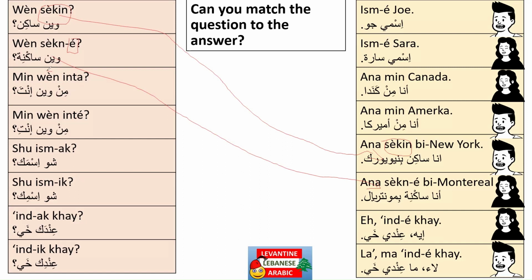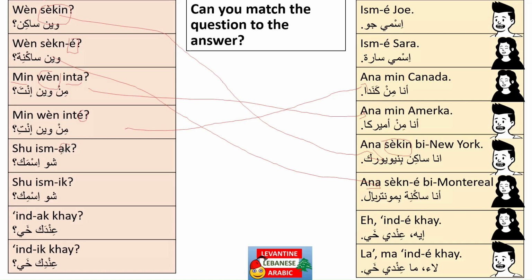من وين, from where. Min means from, as we mentioned. Min وين. Inta is you, and that's you in the masculine. So inta means you in the masculine. Inti is you in the feminine. Min وين inta? أنا من أمريكا, because it's in the masculine. Min وين inti, with the e sound that's in the feminine. أنا من Canada, because it's the lady over here.